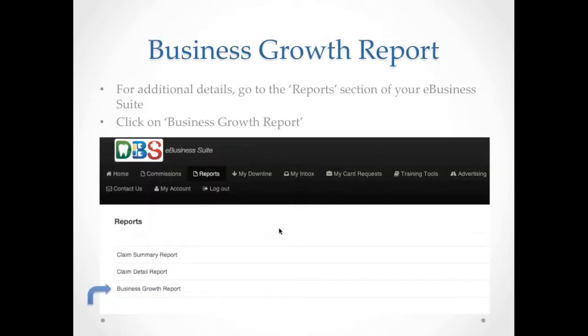For additional details on the Business Growth Report, simply go to the Reports section of your eBusiness suite right here and click on the Business Growth Report. Three reports will display: the Claim Summary Report, the Claim Detail Report, and the Business Growth Report. This is the report that you would want to click on.